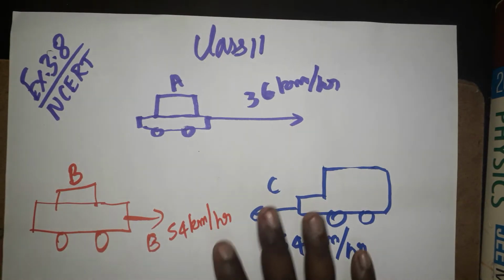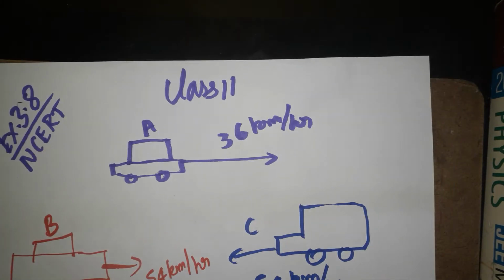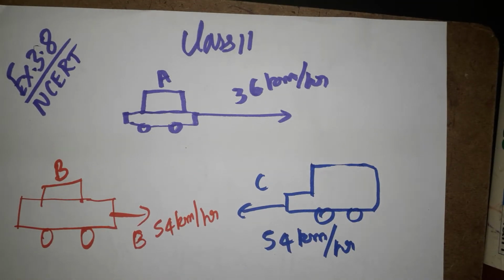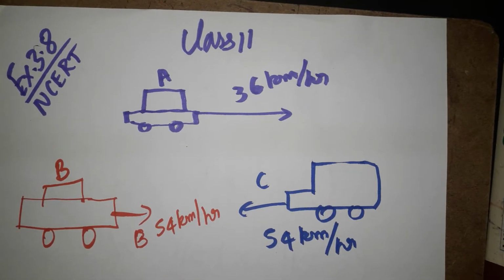Hello students, today we are going to see NCERT example problem 3.8, class 11 physics. It's the third chapter, 8th problem we are going to discuss. The problem is based on relative velocity.